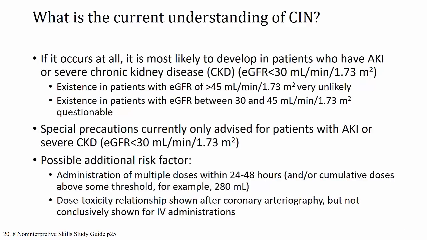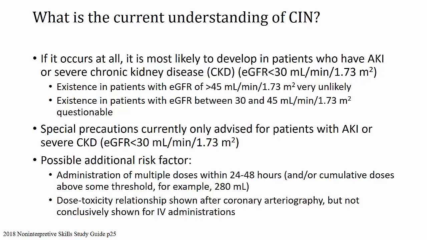Well, the current understanding is that if it occurs at all, it is most likely to develop in patients who have acute kidney injury or severe chronic kidney disease, meaning a GFR of less than 30. The existence of contrast-induced nephropathy in patients with a GFR of greater than 45 is very unlikely, and the existence in patients with GFR between 30 and 45 is even questionable. Special precautions are therefore currently only advised for patients with acute kidney injury or severe chronic kidney disease.